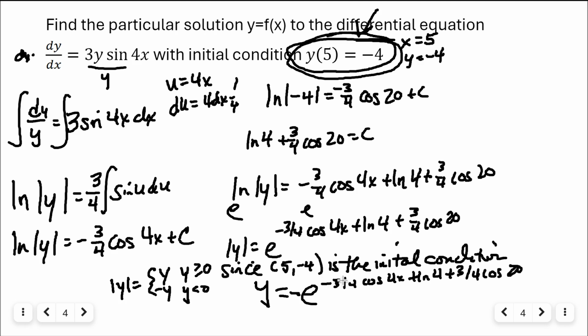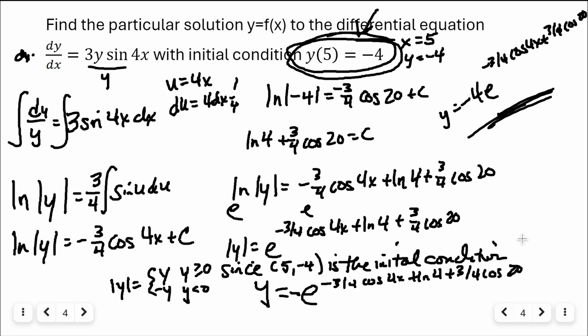The only other thing you could do with this is see where you have e to the ln 4. Instead of writing e to the ln 4, you can make that a 4, because if you're exponentiating the natural log, it knocks out the natural log. So instead, you could have written y equals -4 e to the -3/4 cosine 4x plus 3/4 cosine 20. So you could write this also. That's also acceptable. Okay, that's it for that one.